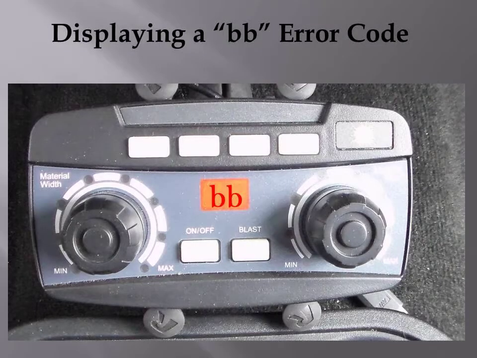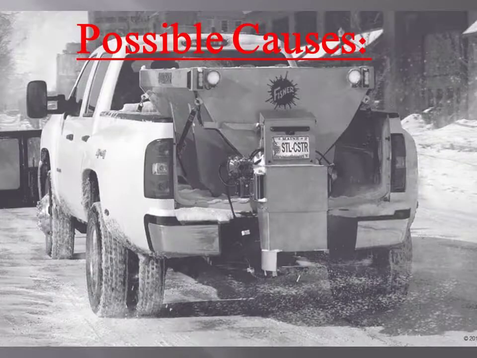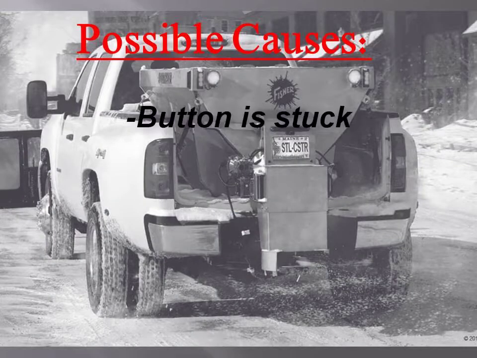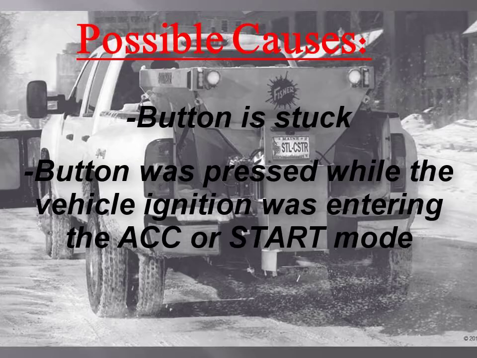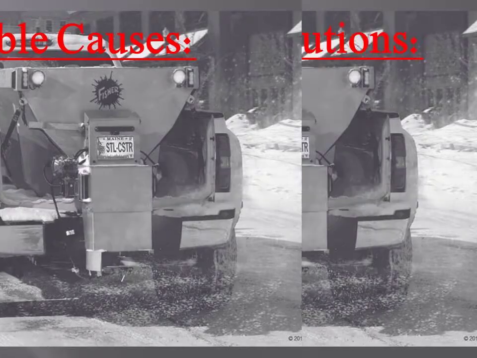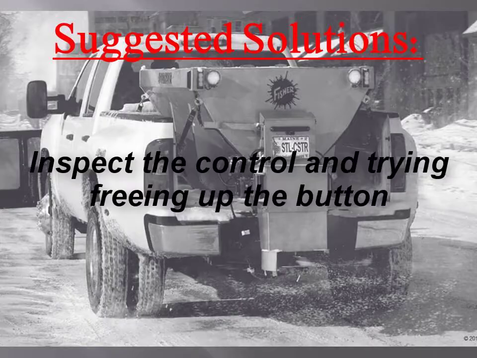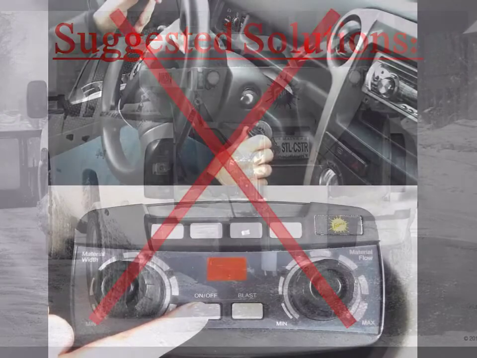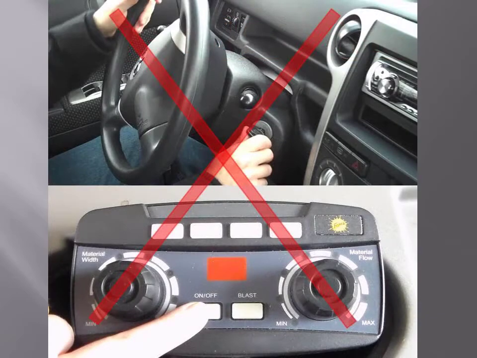If your control displays a BB code, this indicates a bad button. The possible causes could be that a button is stuck or a button was pressed while the vehicle ignition was entering the accessory or start mode. If you suspect the button is stuck, inspect the control and try freeing up the button. Pressing any control buttons while the vehicle ignition is being engaged will also cause this code to occur.